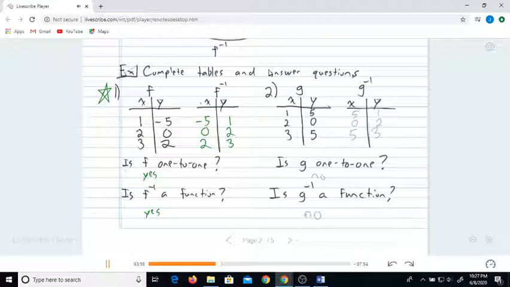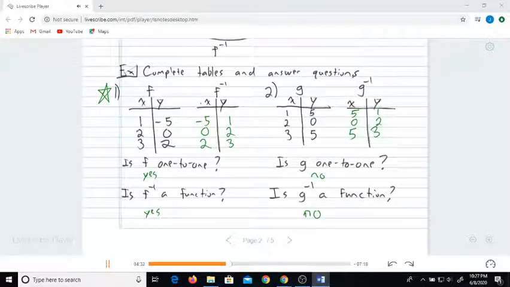Now let's compare that to example 2. When we invert it, we can see g is not one-to-one because 1 maps to 5, but 3 also maps to 5. It's not one-to-one. If we were to plot those points, they would fail the horizontal line test. And you can see those repeating outputs, when we invert, become repeating inputs, which means the inverse is not a function. So you can see why, if an inverse function is to even exist, it must be one-to-one.